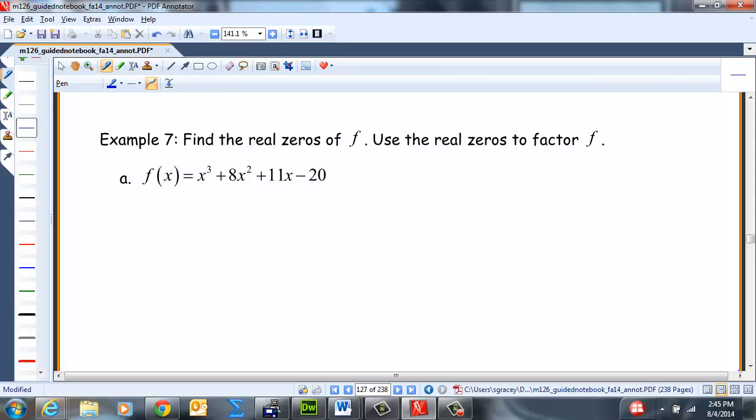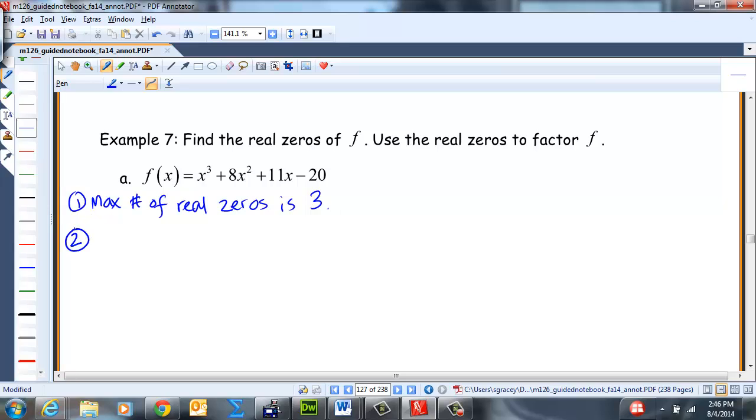All right, so take a look at it. In the format it's in, could you use factoring by grouping or one of your techniques? I'm looking at this and it doesn't look promising. So we start with our steps. So 1, the max number of real zeros is 3 because it has degree 3.